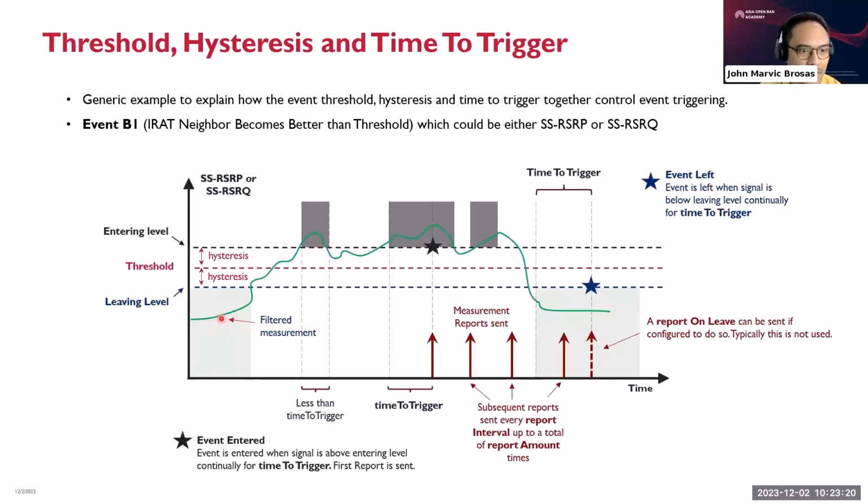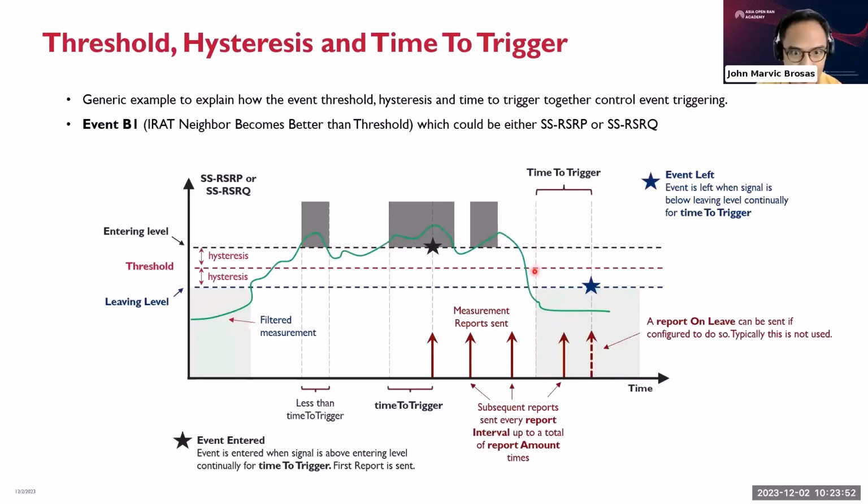So for example, here you can see that you have this filtered measurement and then you have the leaving level here and then you have the entering level. So and then you have the time to trigger. I mean, since malikot nga yung signal, you have to have time. Kumbaga, sure ka na ba? Parang ganun ba? So pag na-reach na yung level na yon, bibilangan ka, sure ka na ba? If you stay at that level, okay, we have to decide. And then you stay on that decision.